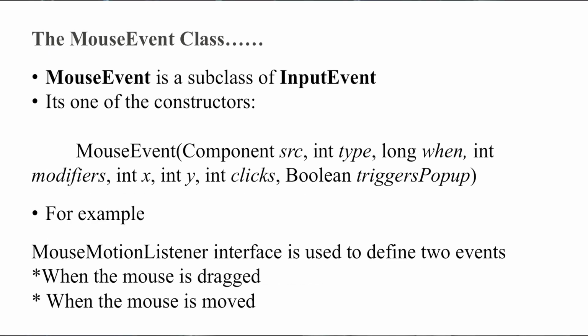Mouse event is basically a subclass of input event. One of the constructor forms is MouseEvent(Component src, int type, long when, int modifier, int x, int y, int clicks, boolean triggerPopup). Here it defines two events: when the mouse is dragged or when the mouse is moved.